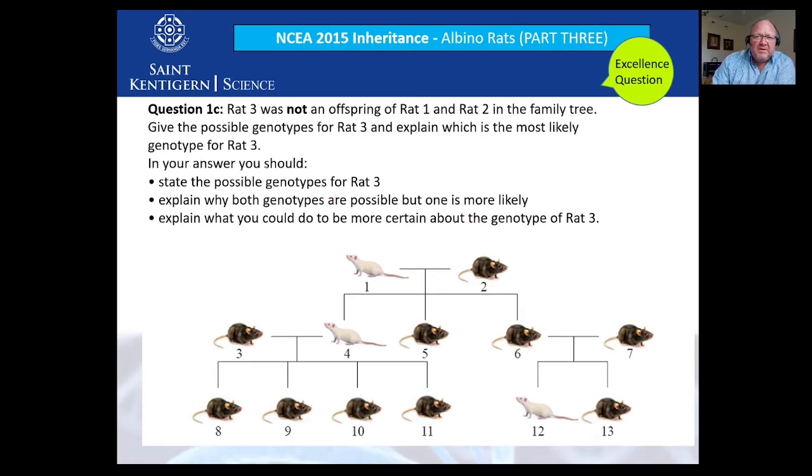Here's the excellence part of that question. Rat 3 was not an offspring of rat 1 and 2 in the family tree. Give the possible genotype of rat 3 and explain why it is the most likely genotype for rat 3. In your answer, you should state the possible genotypes for rat 3. Explain why both genotypes are possible, but one is more likely. Explain what you could do to be more certain about this genotype of rat 3.